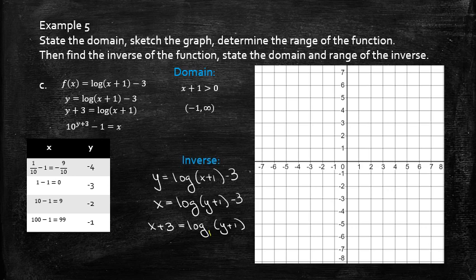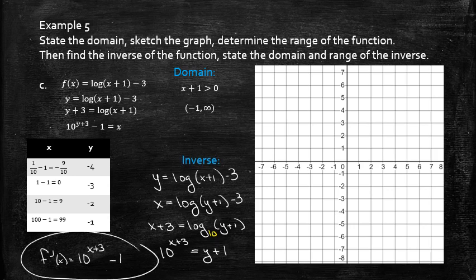When no base is written, it's the common log, meaning it's base 10. Rewrite this exponentially, so the base is 10, the exponent is x plus 3, and this is equal to y plus 1. Subtract the 1 over, and that's it. So f inverse of x is 10 raised to the x plus 3 power, minus 1. So that is our inverse function.